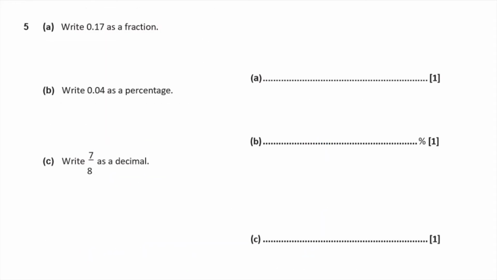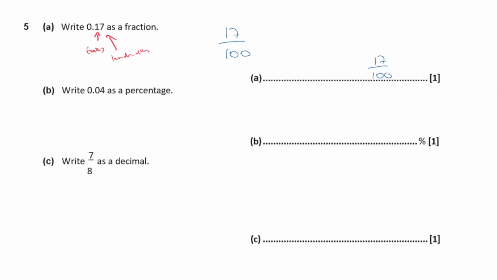Question 5a, write 0.17 as a fraction. Well, decimal numbers, the first digit after the decimal place is tenths, isn't it? And then the next one is hundredths. So to take a decimal and write it as a fraction, all we have to do is take those 2 digits and write it over 100. Now 17 is prime, so we're not going to be able to find any numbers that divide into 17 and 100. They're going to cancel it down, so that's going to be my answer, 17 over 100.